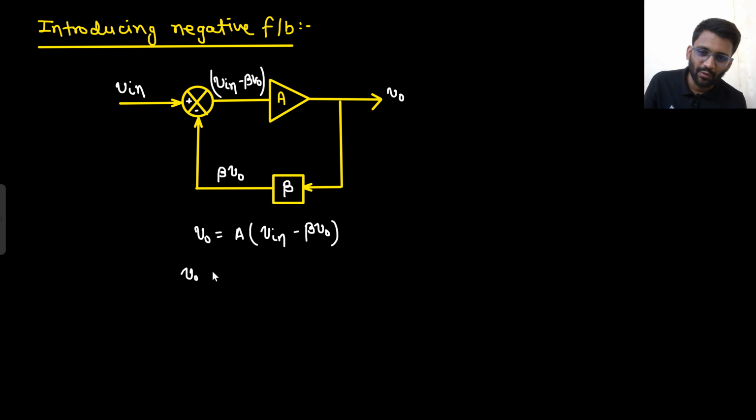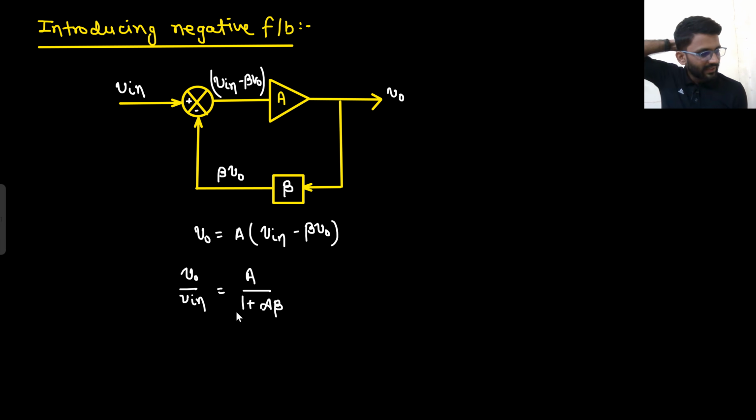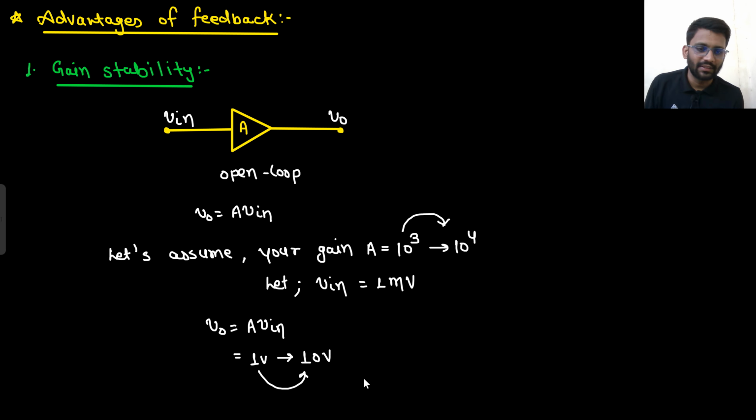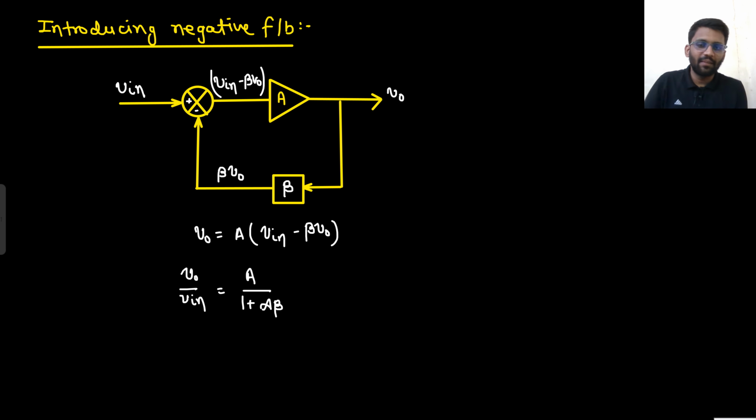So your Vo would be A into (Vin minus beta Vo). Vo by Vin, you already know, would be A upon 1 plus A beta. Now let's say your A is very large. Your A was 10 to the power 3. I design my beta factor such that beta is in my hands. Your gain A, you don't know if it is 10 to the power 3 or 10 to the power 4. It can be variable. But beta is in my hands. So I will design my beta such that A beta is very, very much greater than 1.